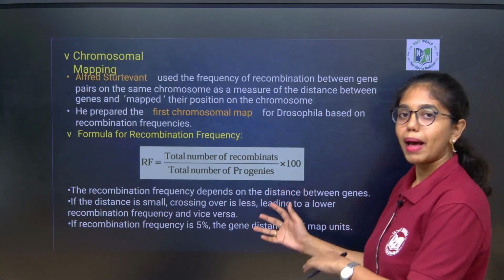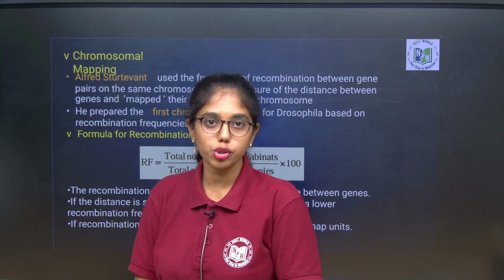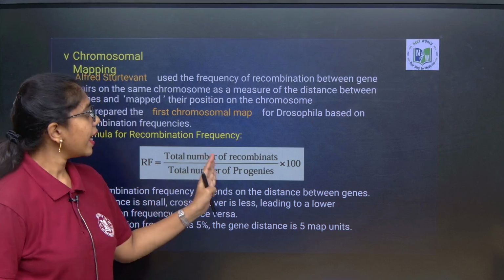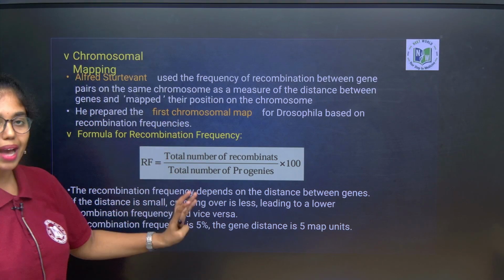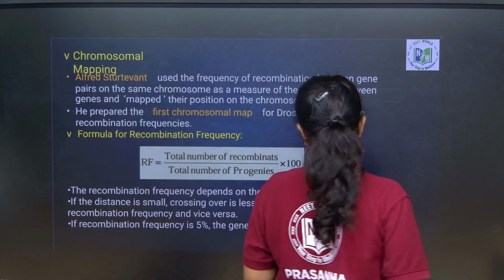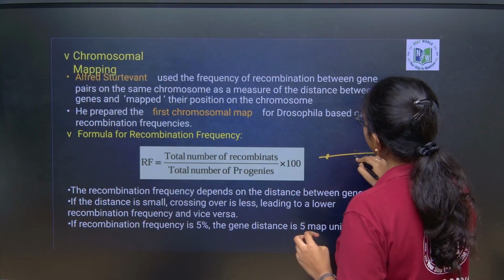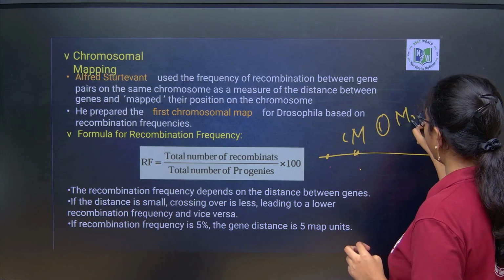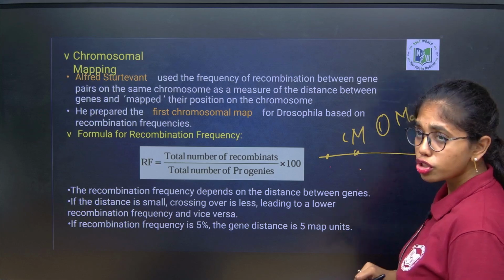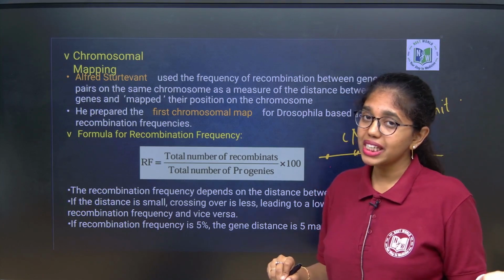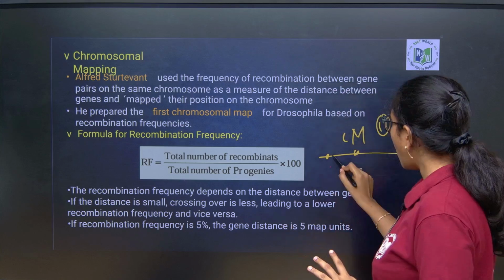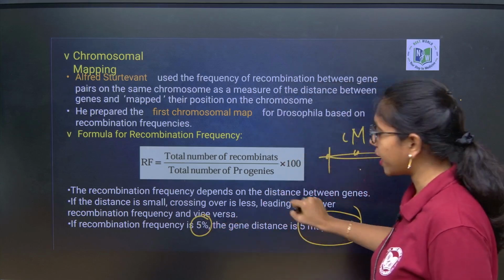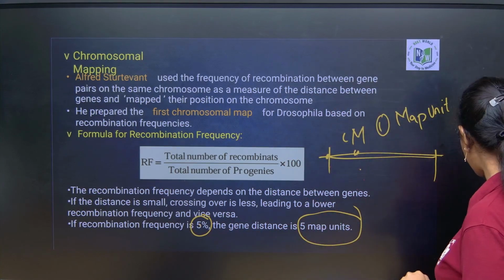Now, chromosomal mapping. Chromosomal mapping was given by Alfred Sturtevant, wherein the formula is total number of recombinants by total number of progeny into 100. This is the first chromosome map he gave, on Drosophila melanogaster. How will you identify the distance between two genes? The distance between two genes is measured in centimorgan or map units. So, if the recombination percent is 5%, then the distance is 5 map units. Recombination frequency is directly proportional to the gene distance, that is, in map units.